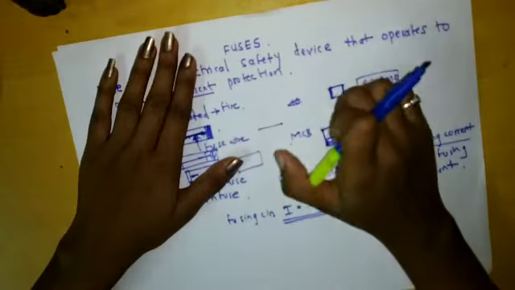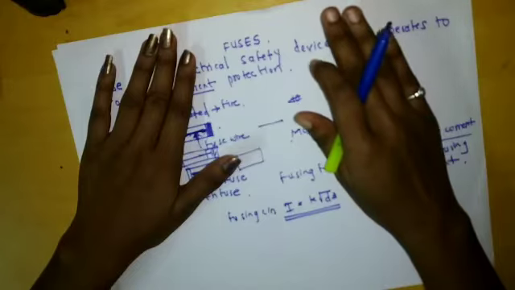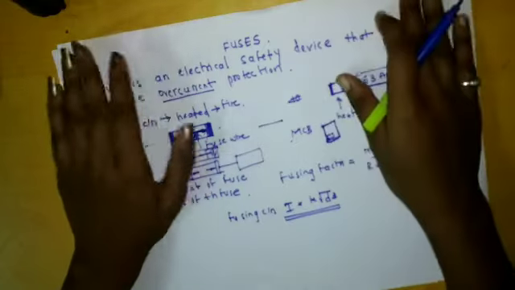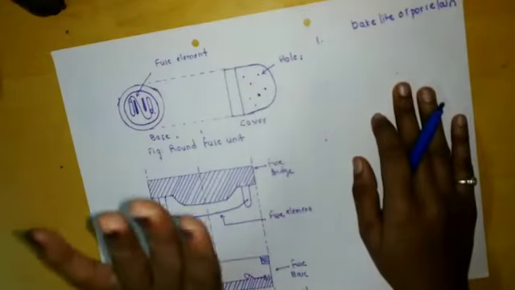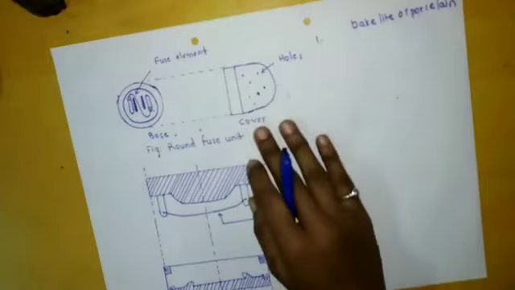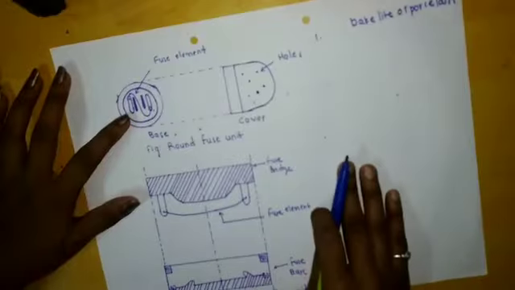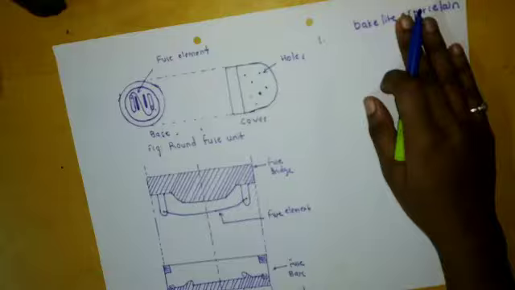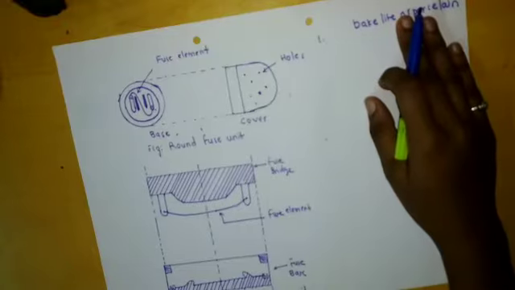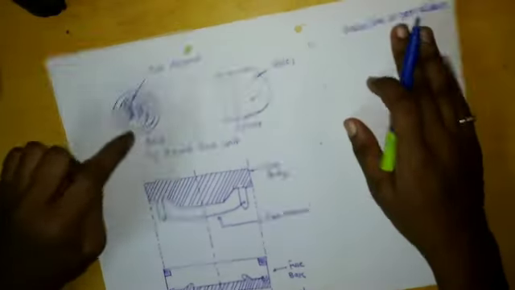So there are main types of fuses. In this lecture we will see two types: the round type fuse unit and the KitKat type fuse unit. The round type fuse unit is rewirable. Once the fuse wire melts, we can rewire it. So in this round type fuse unit, this is the diagram.